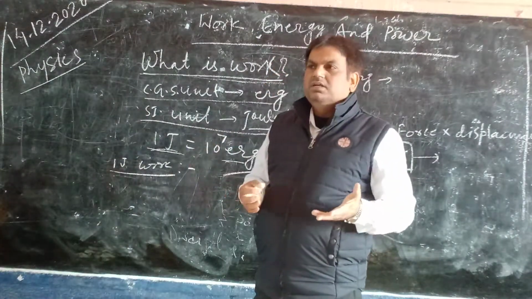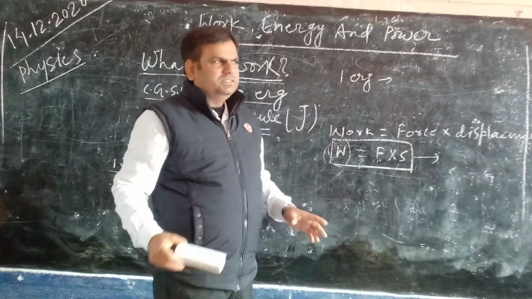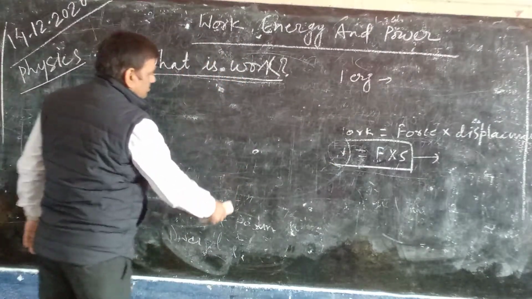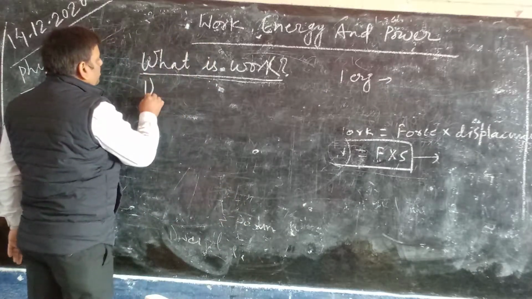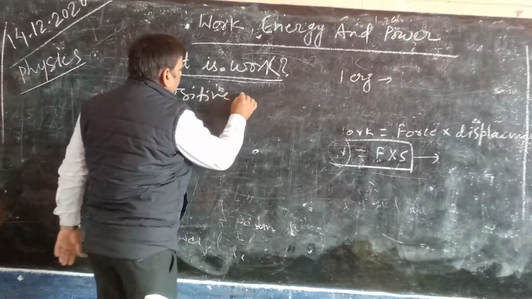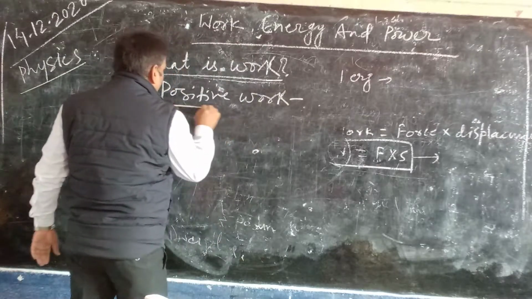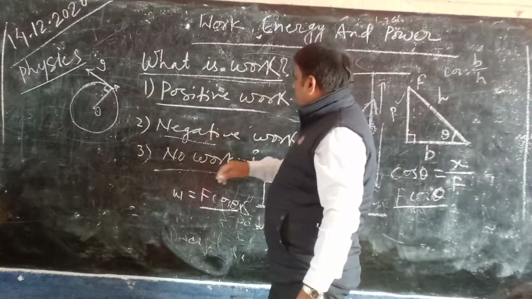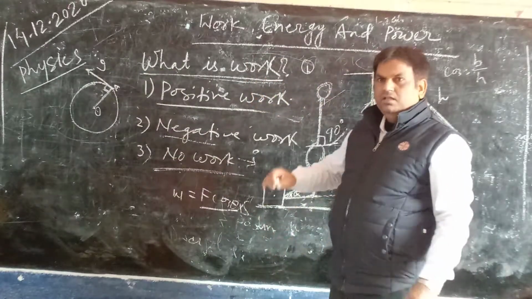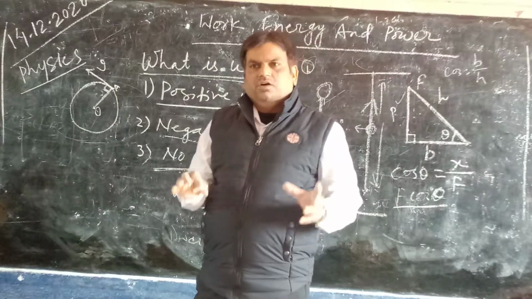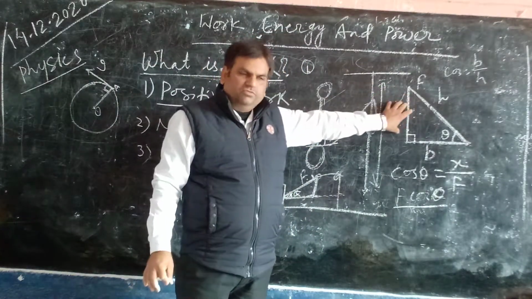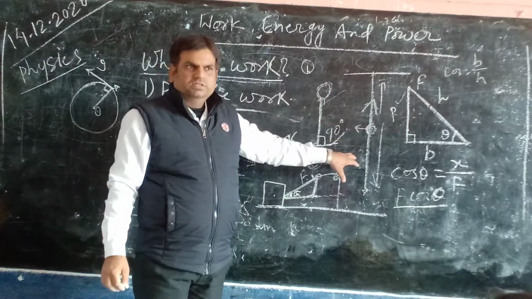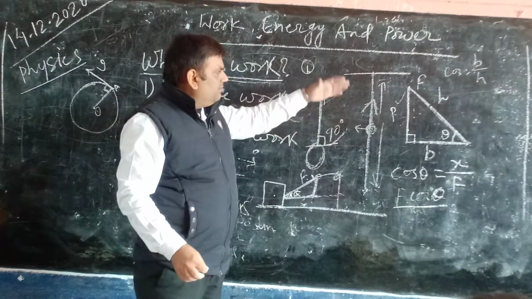Now we have different kinds of work: positive work, negative work and no work. What is positive work and what is negative work? And on which factors does work depend? Number 1, positive work. So here we have 3 kinds of work: positive work, negative work and no work. Positive work means when we apply the force on the object and the object moves in the direction of force. This is positive work. Negative work is when we apply the force and the force acts in the opposite direction.